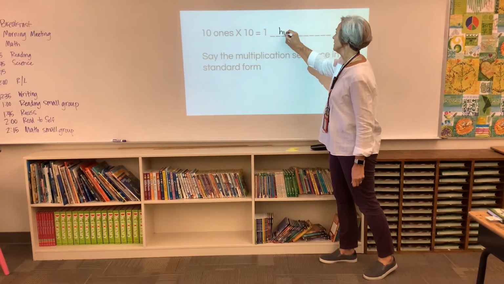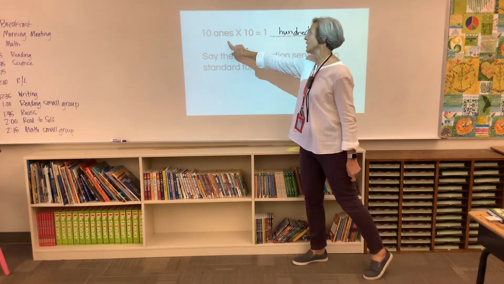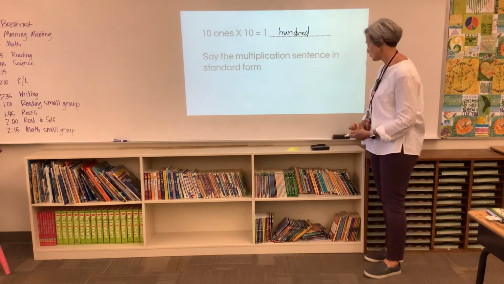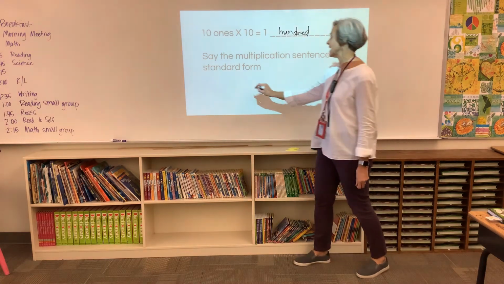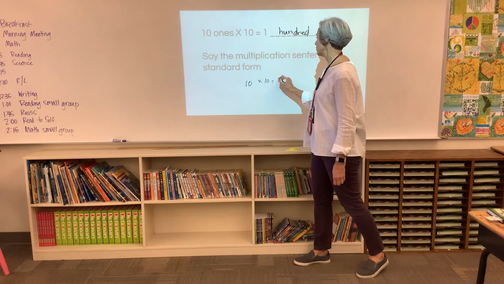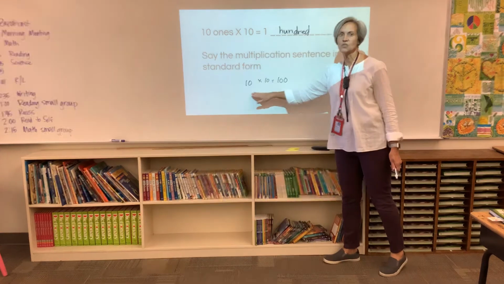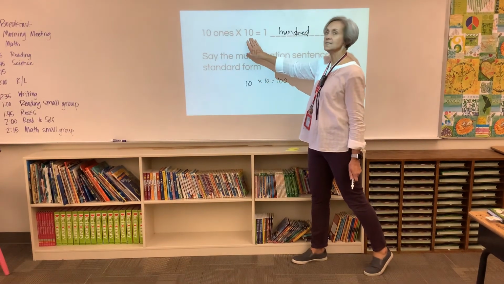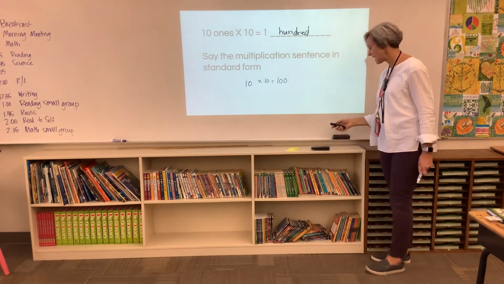100. So 10 ones times 10 equals 100. Now if we were to say that in standard form, we would say 10 times 10 equals 100. Standard form is how we usually see that. And now we're saying 10 ones times 10 equals 100. So that is how we're going to say that.